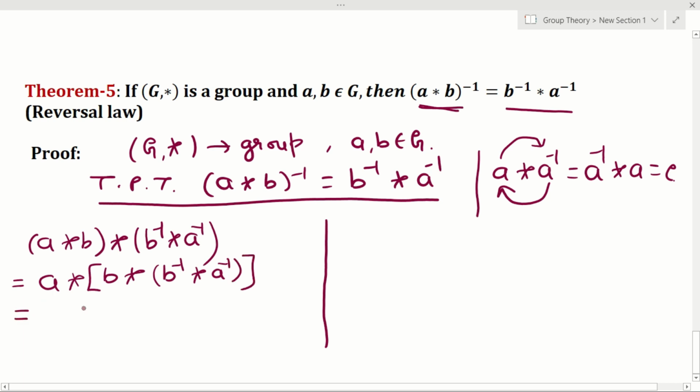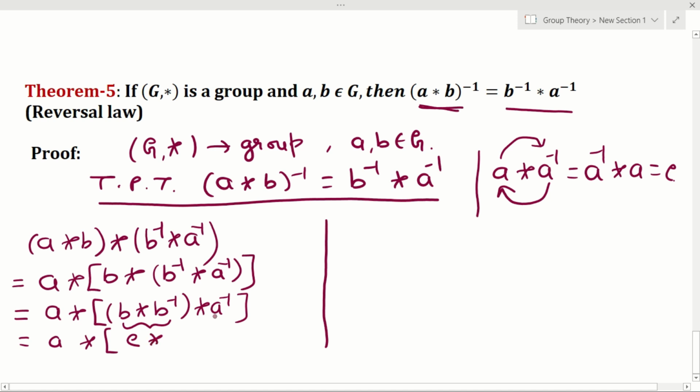Now this is equal to, applying the associative law, A star of B star of B inverse star A inverse. This is equal to A star of, so what is B star B inverse? That is E, star A inverse, where A inverse you write as it is.